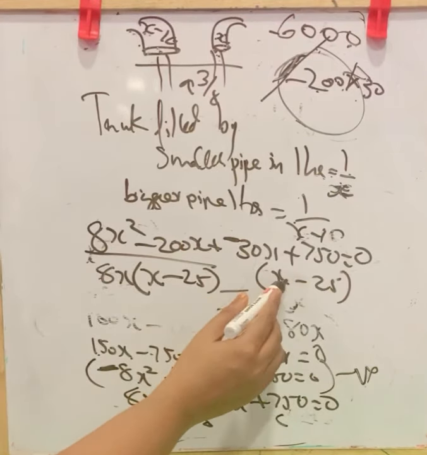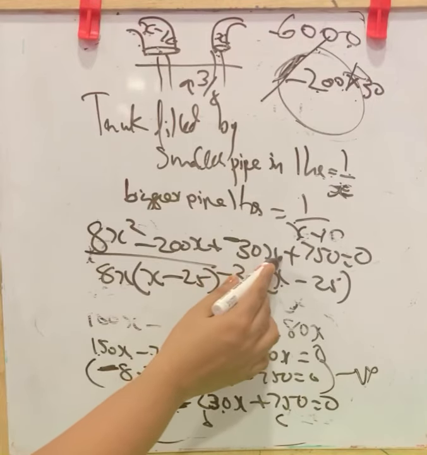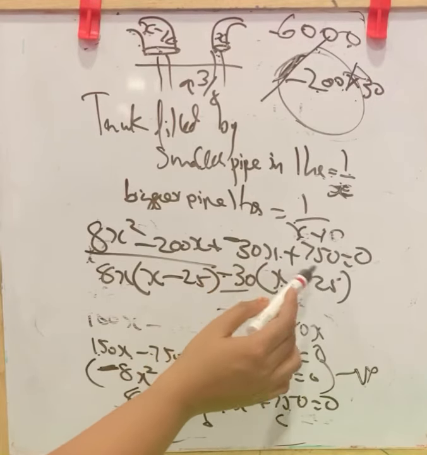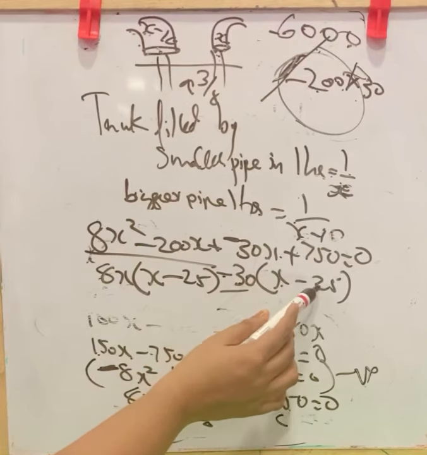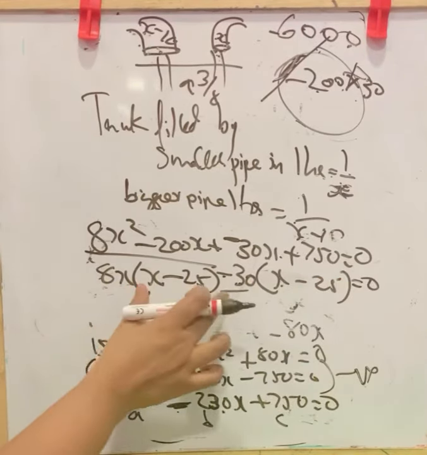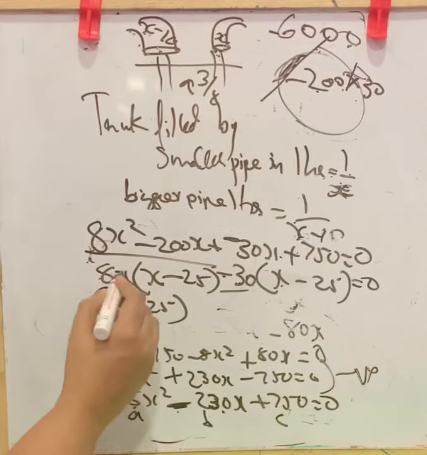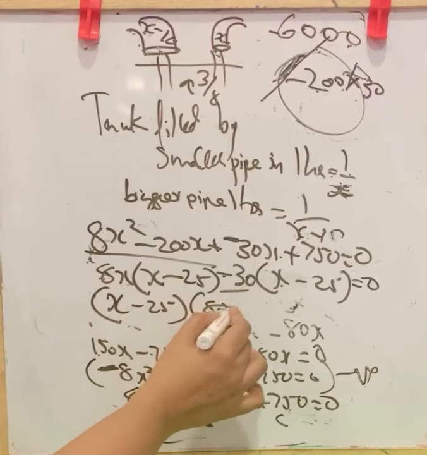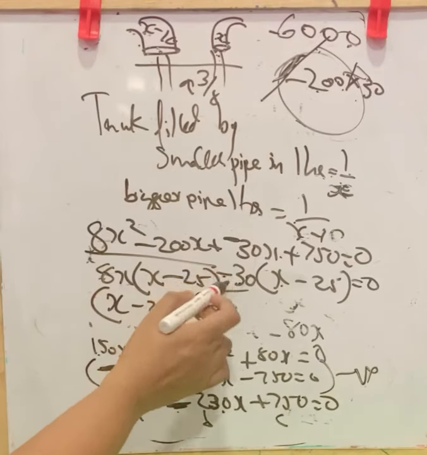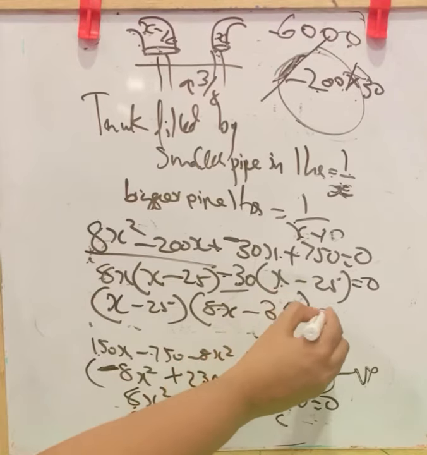Now check: minus 30 into x is minus 30x. Let us check this: minus into minus is positive, 30 into 25 is 750, equal to 0. Now take common these brackets. So x minus 25 is taken outside. Here we have 8x. From this x minus 25 taken, here we have minus 30 equal to 0.